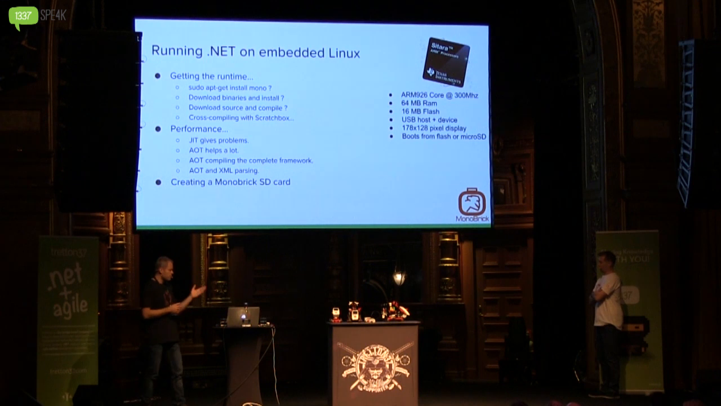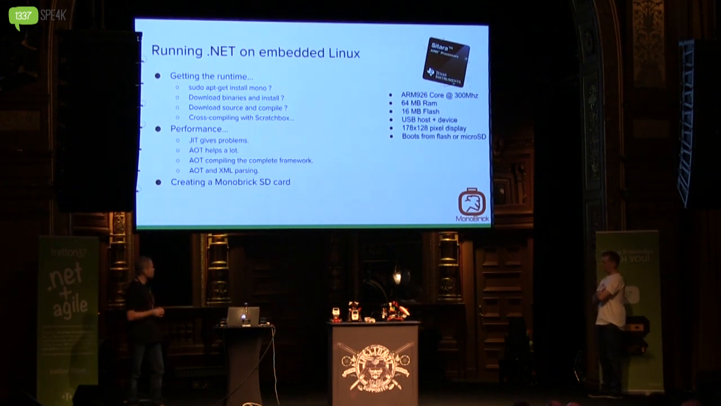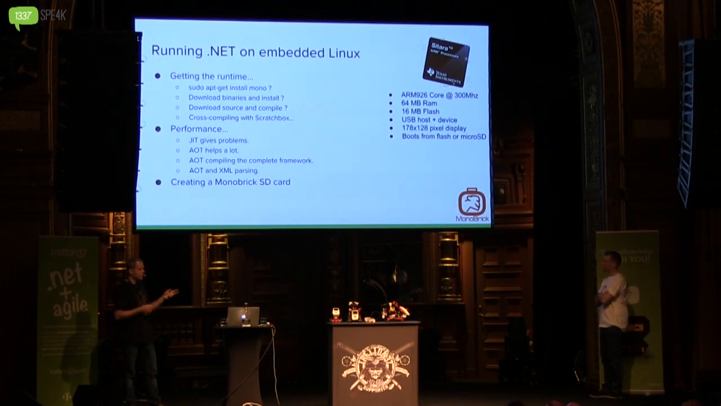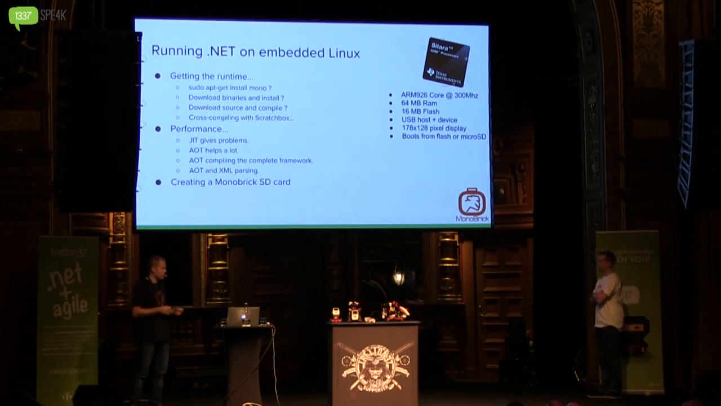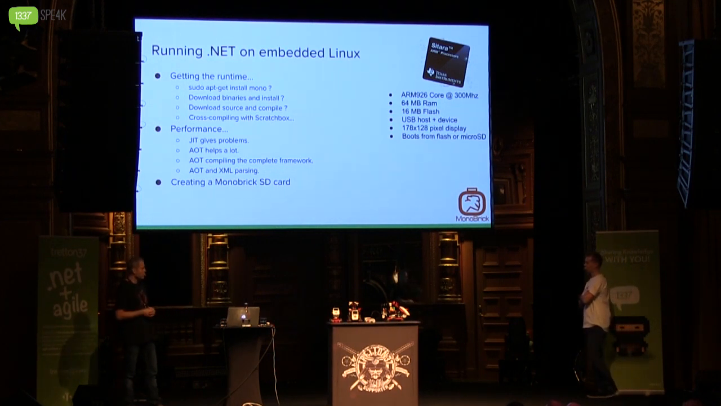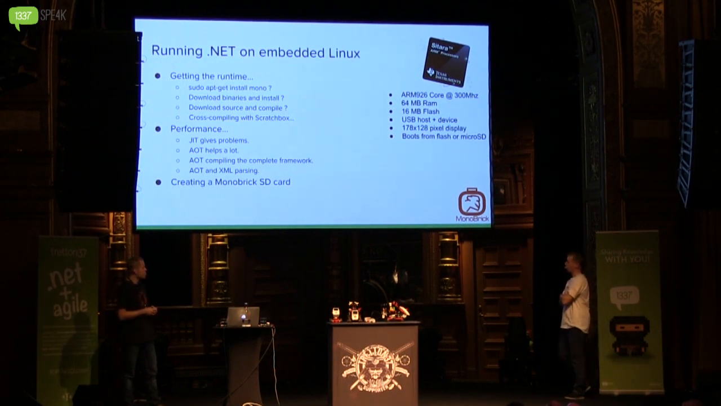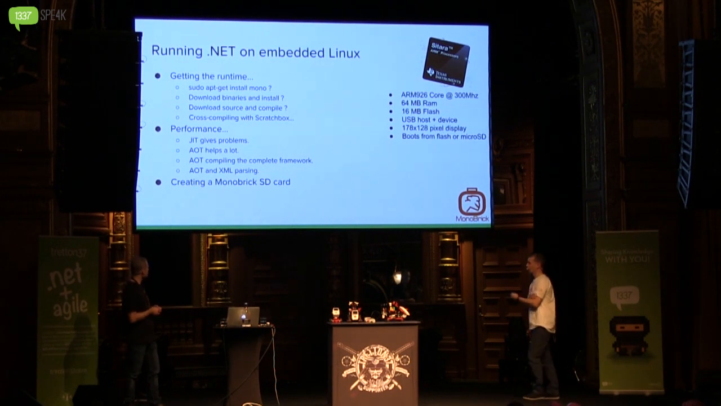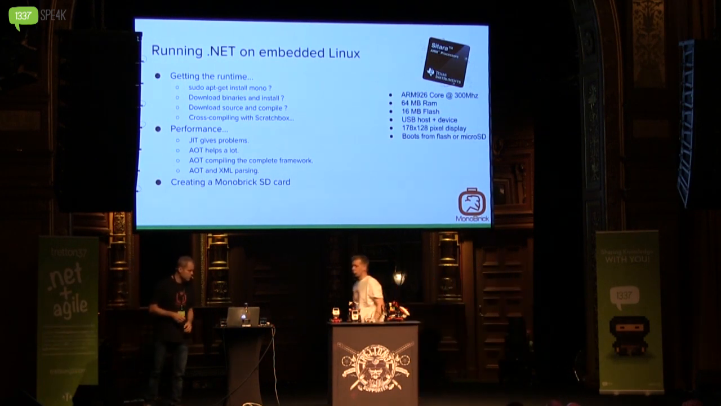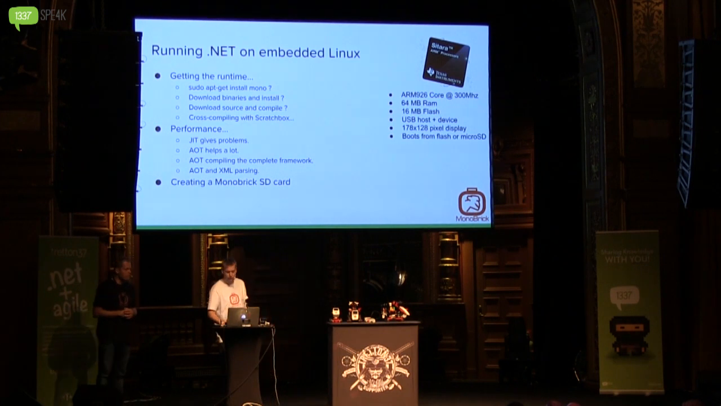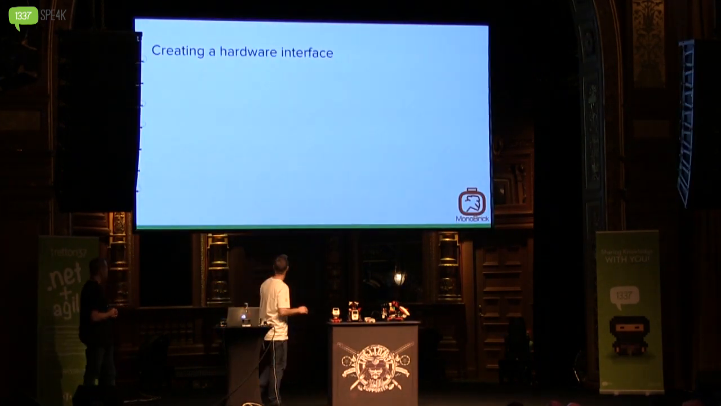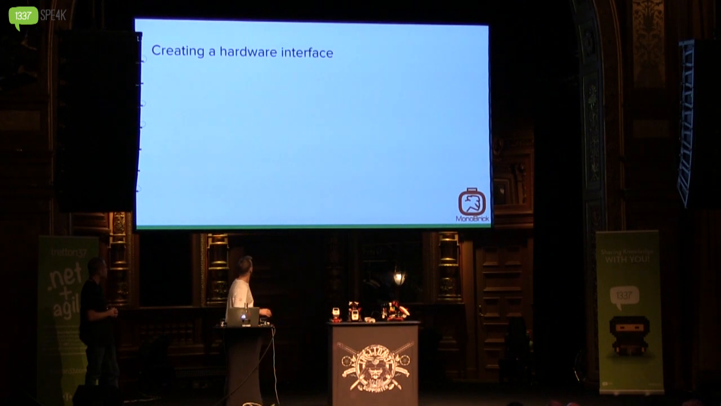So with this, we were able to create a firmware image that you can just download from our website and put onto an SD card, and then you can plug it into your EV3, and you have everything you need to actually run .NET programs. Yeah. So once we had this image, which included the Mono .NET framework, we needed to create some hardware interfaces.